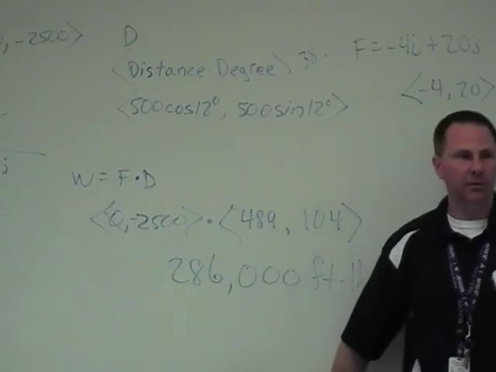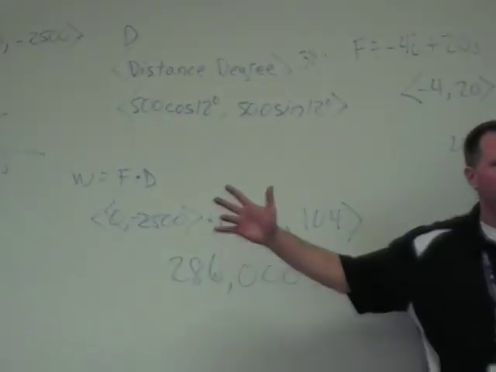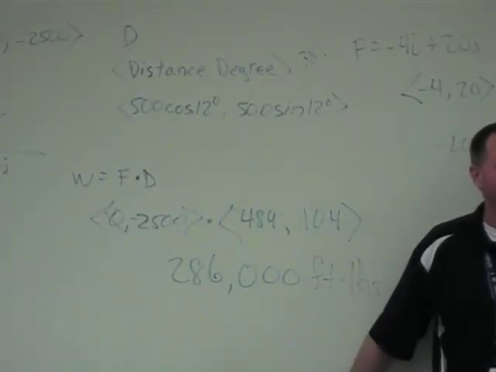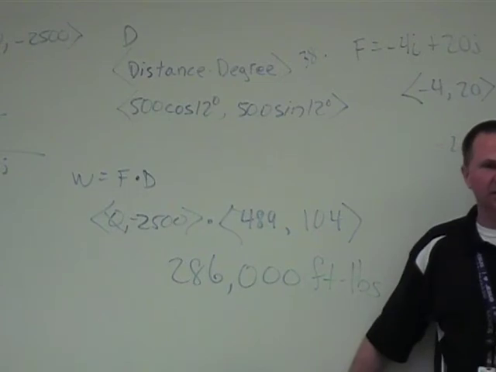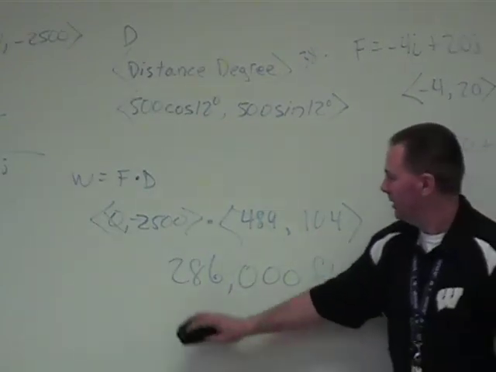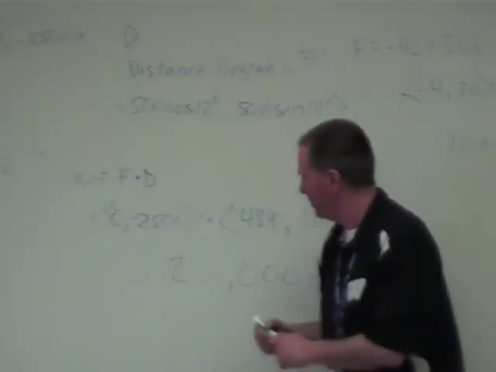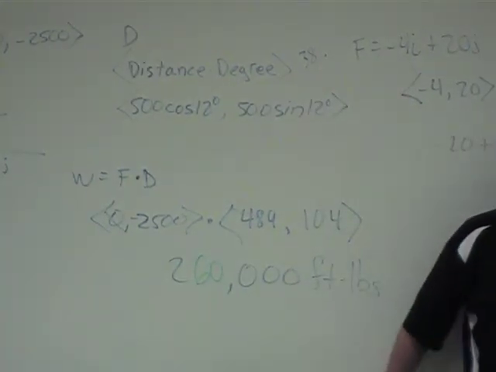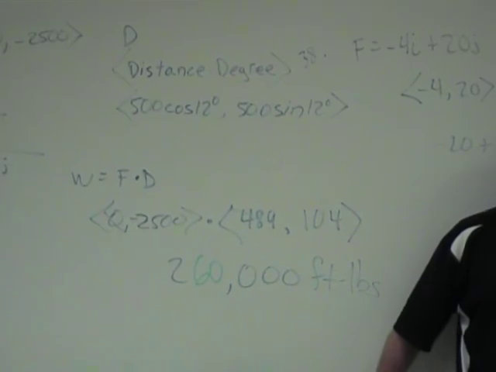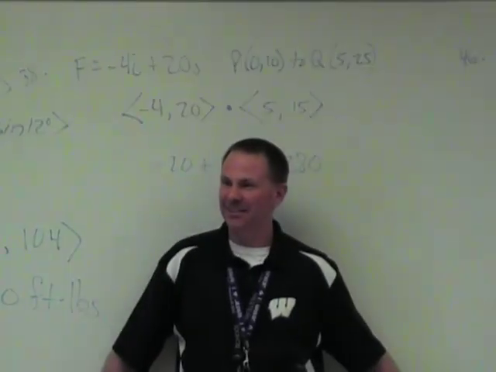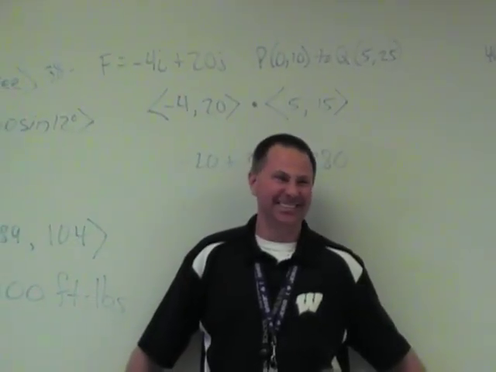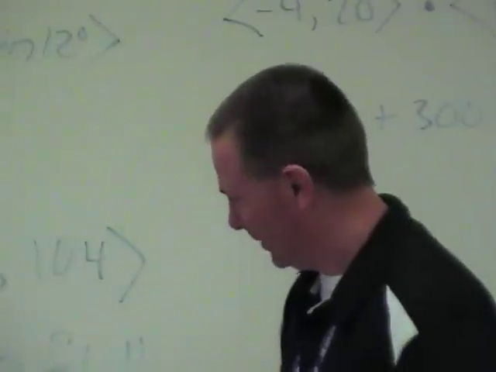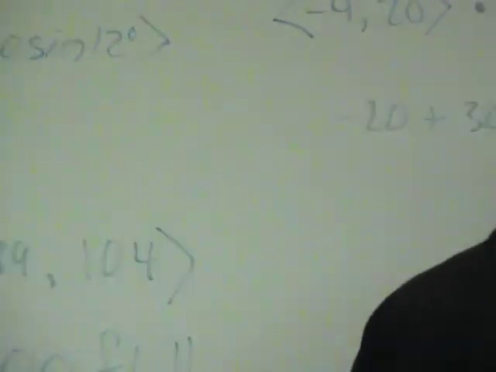104 times 2,500. What did you get? 260. Wow, 286 or 260? 260. Oh, sorry, I'm trying to remember what we did earlier. That's wild. Now I have to read the picture, and I don't do math. Well, if you're not going to do it, then why bother being accurate anyway? Because you got it wrong on the test or quiz.